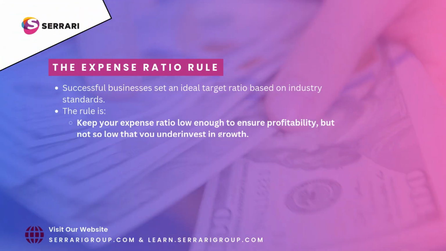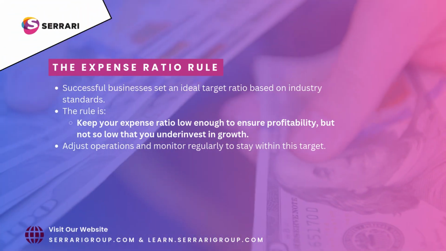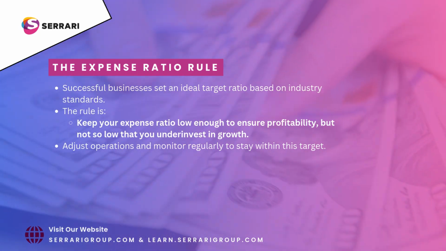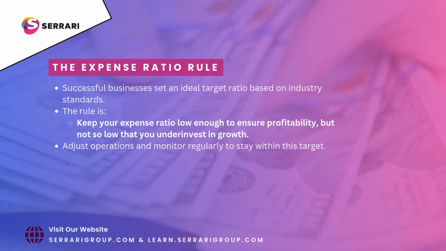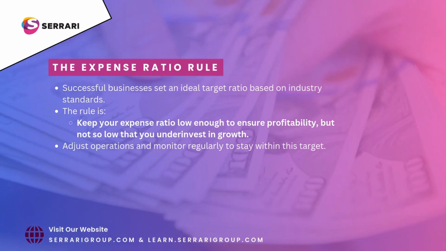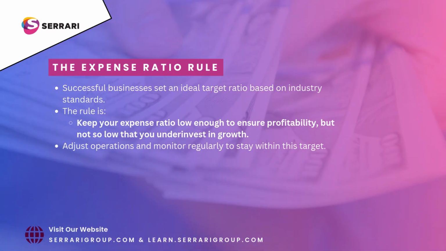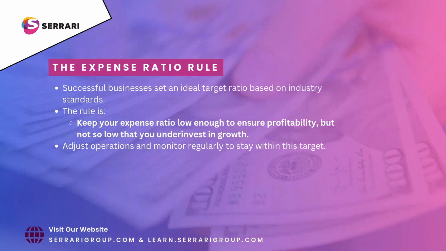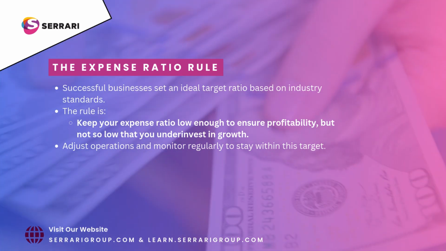The expense ratio rule. Successful businesses set an ideal target ratio based on industry standards. The rule is: keep your expense ratio low enough to ensure profitability, but not so low that you underinvest in growth. Adjust operations and monitor regularly to stay within this target.